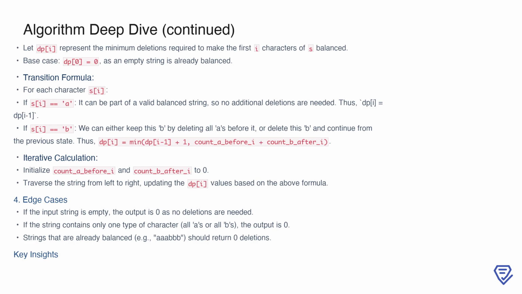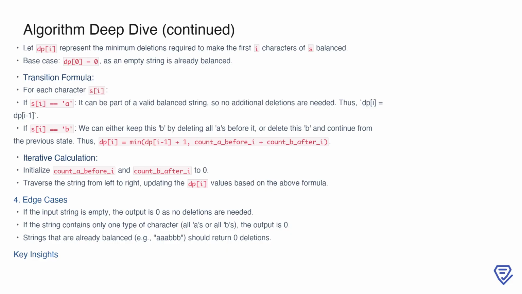For each character in the string, we consider its contribution to the balanced string. If the character is A, it can naturally be part of a balanced string, meaning no new deletions are required, so dp[i] equals dp[i-1]. If the character is B, we have two choices. We can either keep this B, which means we need to delete all A's before it, or we can delete this B entirely, continuing with the deletions needed for the previous state.